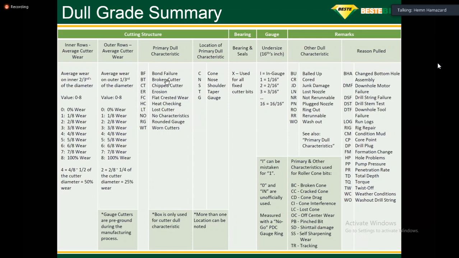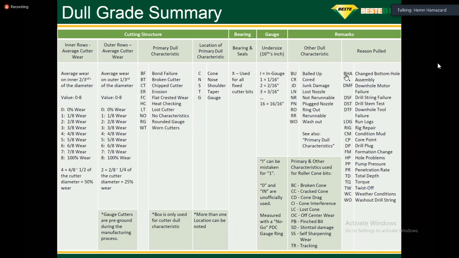If you see the bit has only one type of damage, one characteristic, for example, all you can see on the bit is just chipped, here you just put rerunnable. That means it doesn't have any second characteristics. And also the last column is why we pulled out the bit.